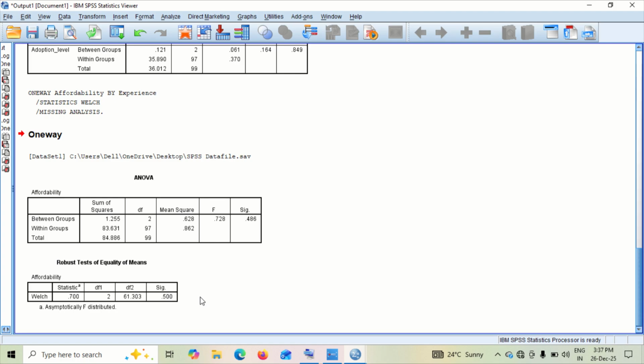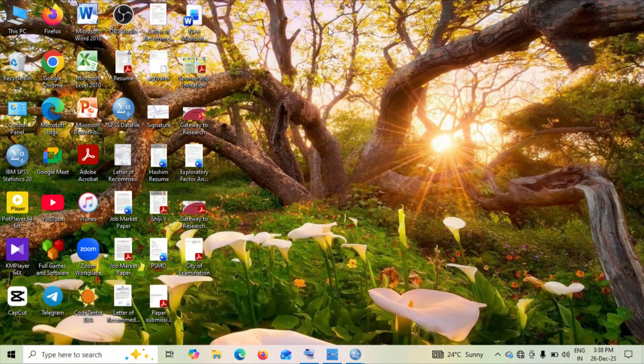Then we have to look at how we enter these results into our research or project work. That is, open a new document.